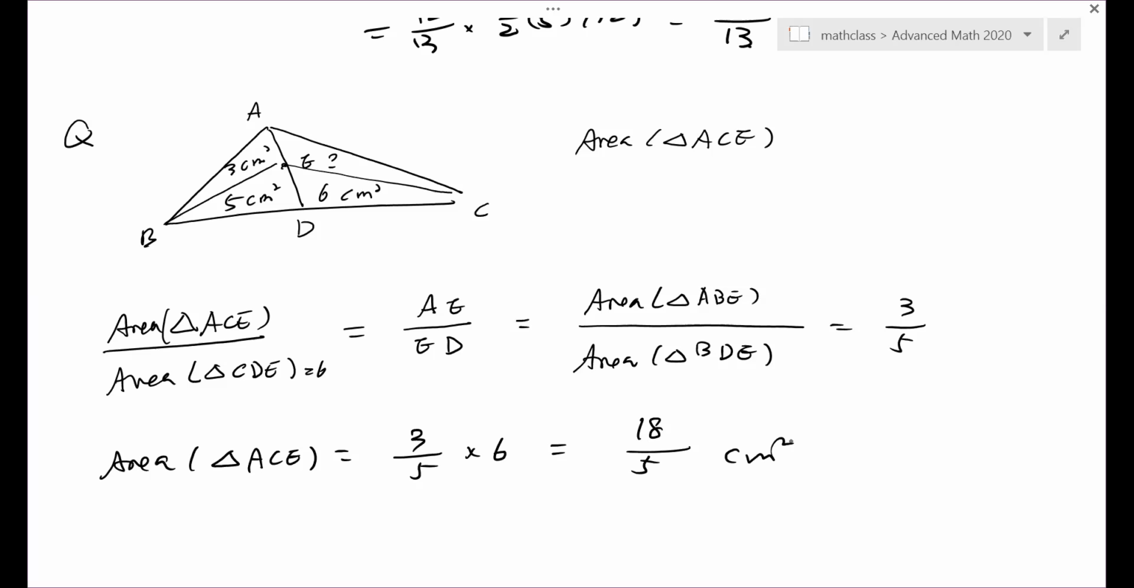So this time you use 2 pairs of triangles, and the ratio is going to be the ratio of the base, but the base is shared. There are 2 pairs of triangles that share the bases. So that's why you don't need to know the exact length of AE, and you don't need the exact length of ED. It's not necessary.